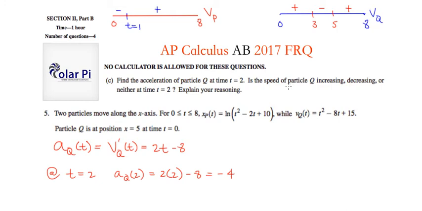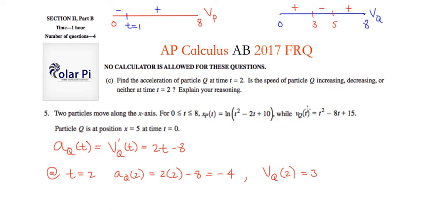And the second part: is the speed of the particle increasing, decreasing, or neither at time t equals 2? Recall that the velocity of the particle Q at time t equals 2 would be like plugging in 2 in here, right? So that would be 2 squared, which is 4, minus 8 times 2, which is 16. So 4 minus 16 is negative 12, plus 15 is a positive 3.